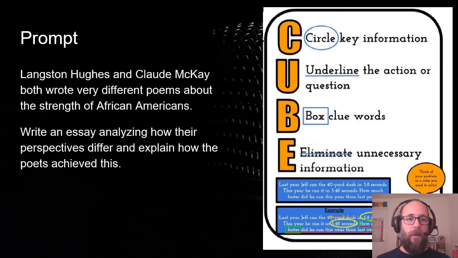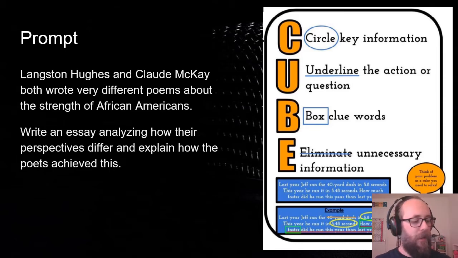All right, let's talk about Langston Hughes and Claude McKay here. I'm going to do my best with the little pen tool to try to annotate, but we have Langston Hughes and Claude McKay. Both wrote very different poems about the strength of African Americans. Write an essay analyzing how their perspectives differ and explain how the poets achieved this. So we're going to use the cube strategy on this.